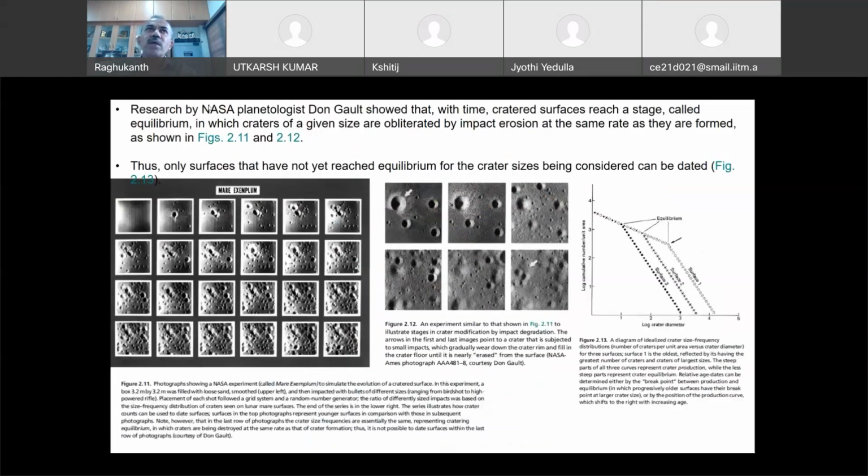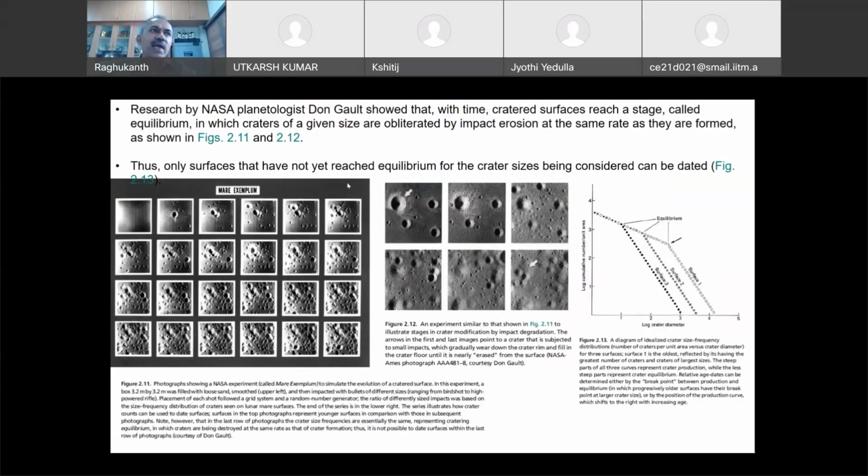One famous person here is Don Gould from NASA. He was the first person who started this, using crater frequency for estimating ages. This NASA planetologist has done a lot of experiments. His entire report is available on Google. You can download it and see it also.